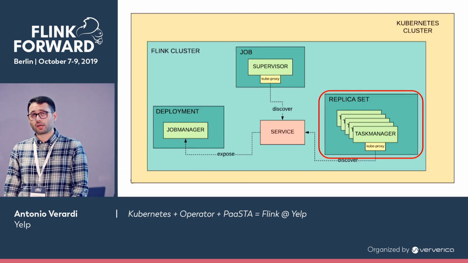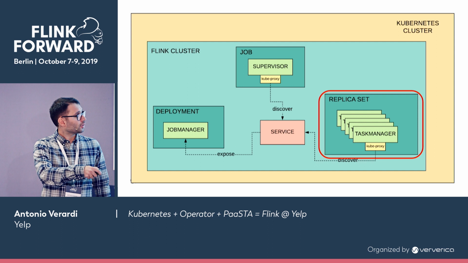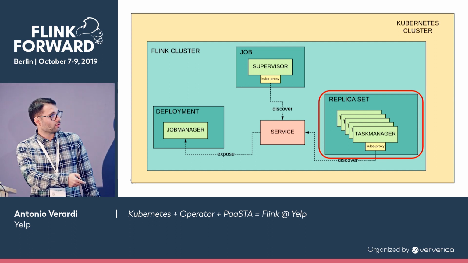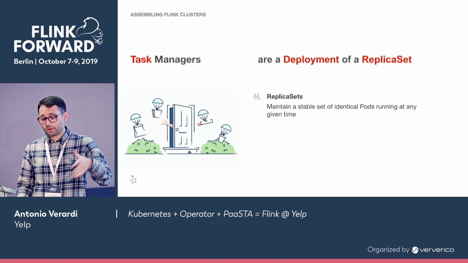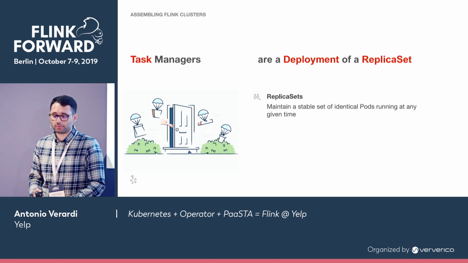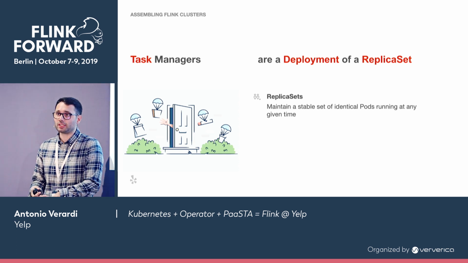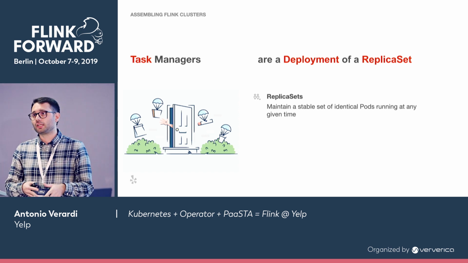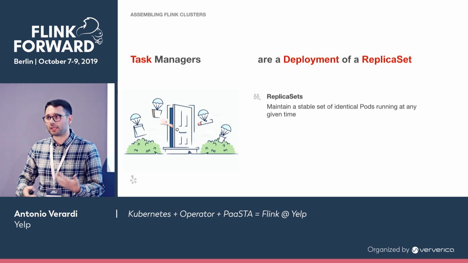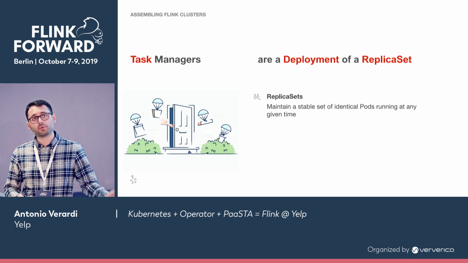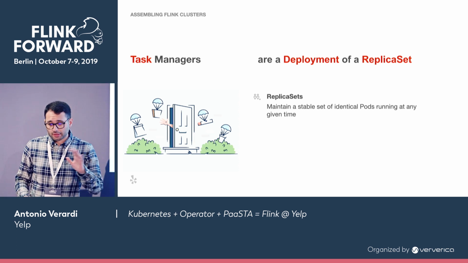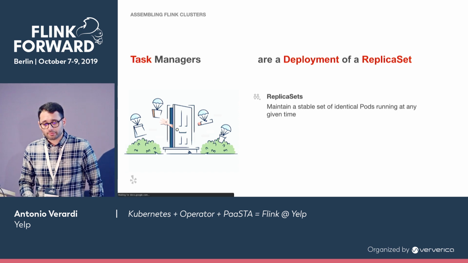Once we have the job manager running, let's move to the task managers. For the task managers, we run a deployment of a replica set. So a replica set is just a way to tell Kubernetes to maintain a stable set of identical pods running in the cluster at any given time. And since I'd like my task managers to stay up, that's exactly what we want. That's it, really. There isn't much to it.